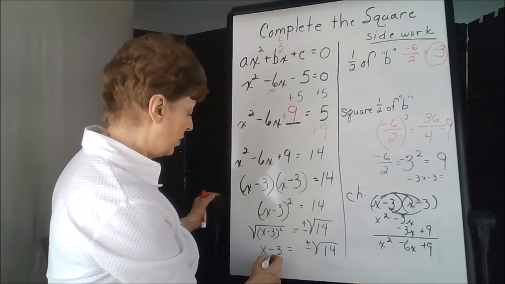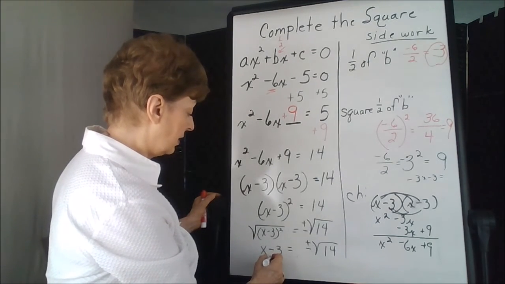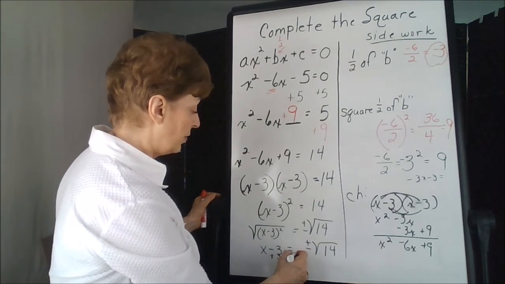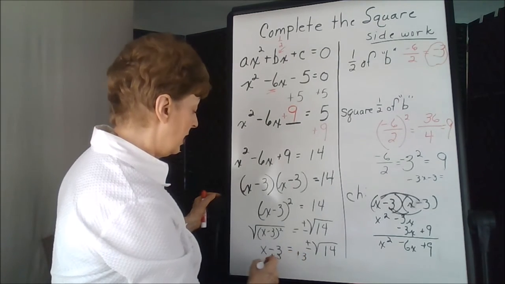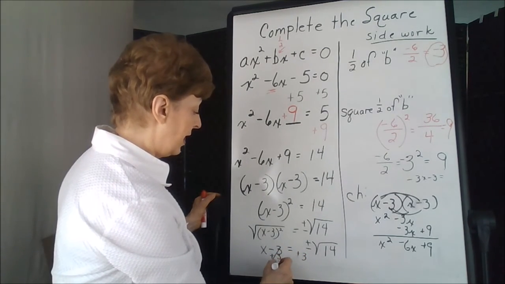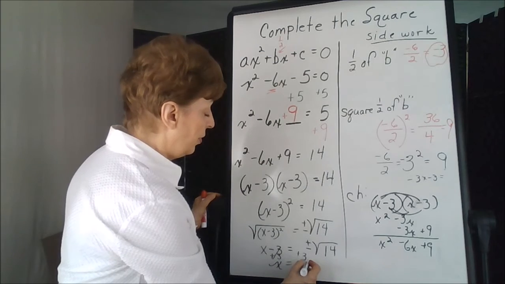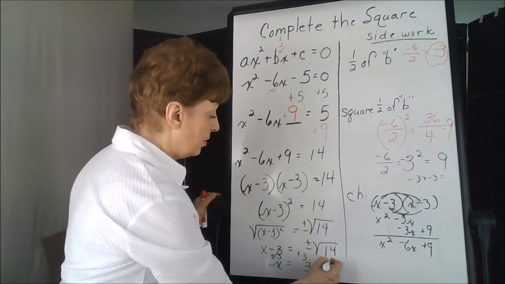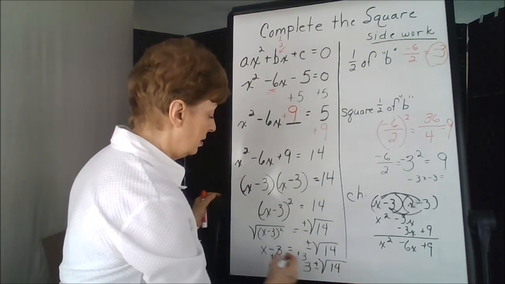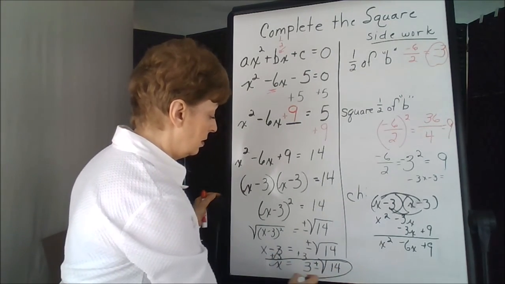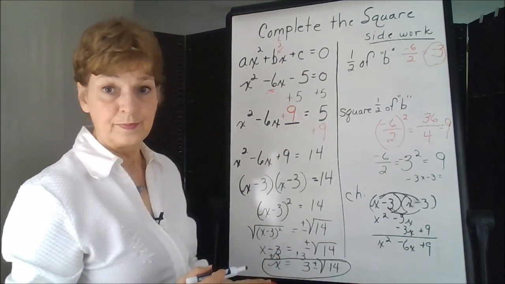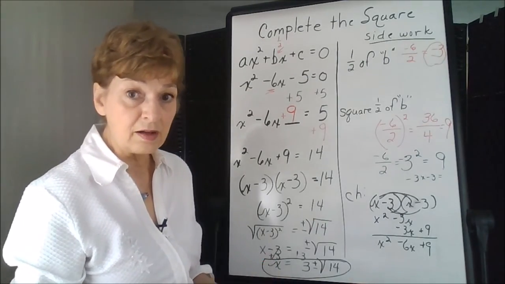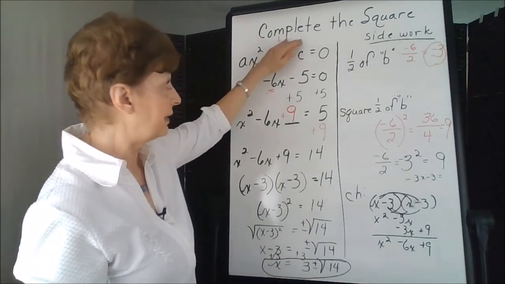And we're going to remove the 3, so our x is alone, by adding 3 to both sides. And then we're going to get our x is equal to 3 plus or minus the square root of 14. And we have solved by completing the square.